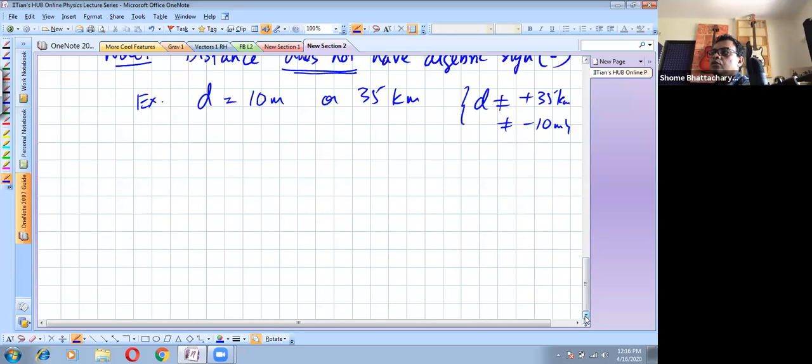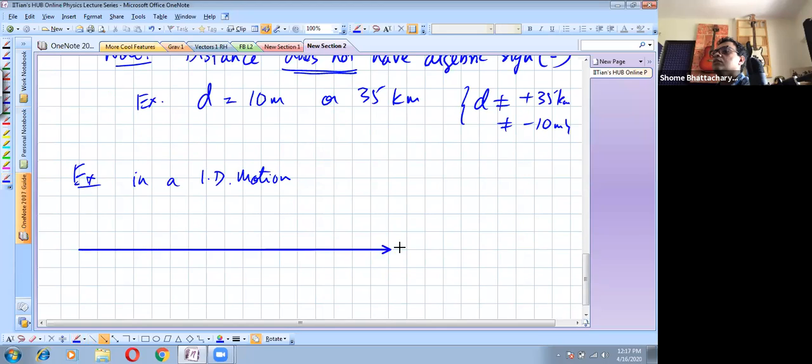Okay, so coming to this thing. For example, in a 1D motion, how we talk about distance and displacement. So let's say we have 1D motion which is happening along this axis over.